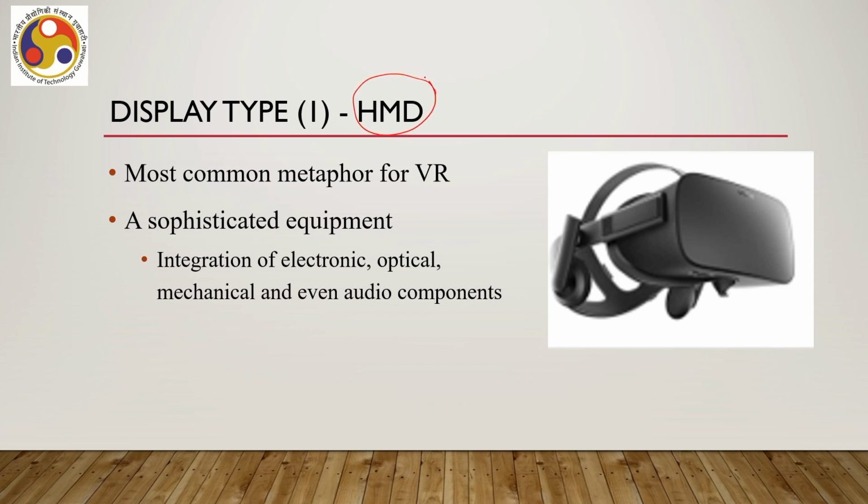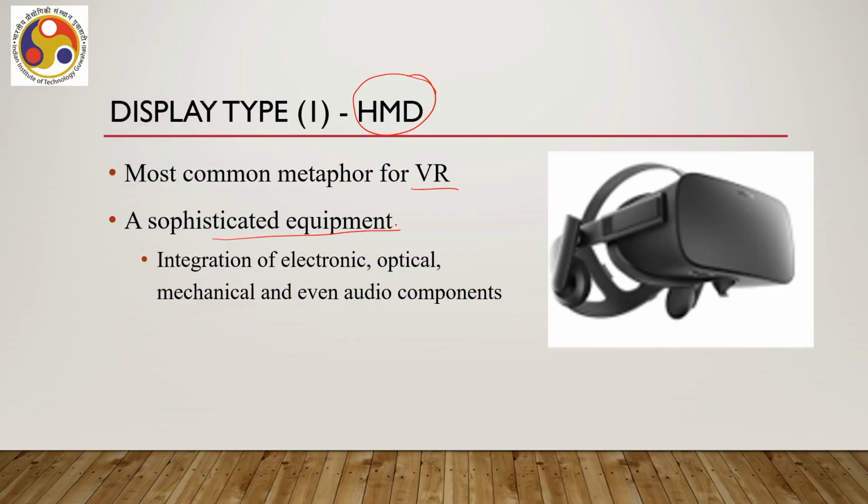Let us talk about HMDs. These are a common metaphor for VR. Whenever we use the term VR, it comes to our mind that somebody is wearing such a headset and experiencing something. Earlier we have seen that HMDs can be used as input to track head motion, but their primary use is as a display device. It is a sophisticated piece of equipment. It integrates electronic, optical, mechanical and even audio components within one package.